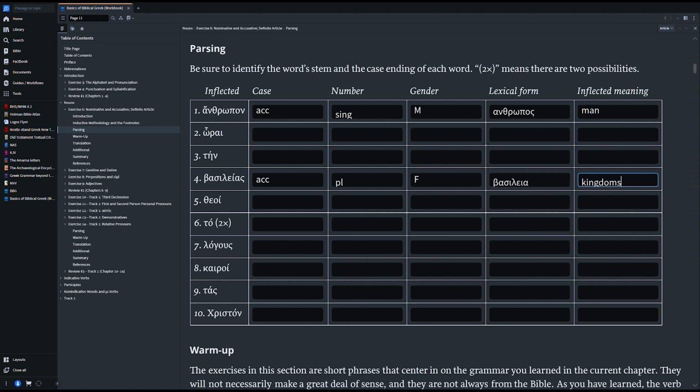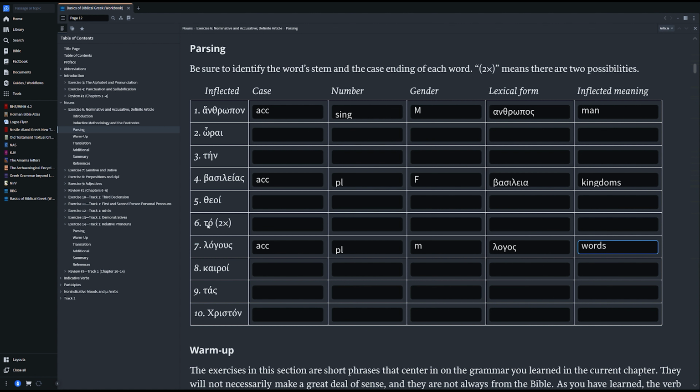There we go. Here's a really easy one. 7 is logos, and the lexical form is logos. You should know that this is a masculine word. And the case is, it is the accusative plural. And so this is going to be words. And that's it. You're going to fill out the rest of these together.